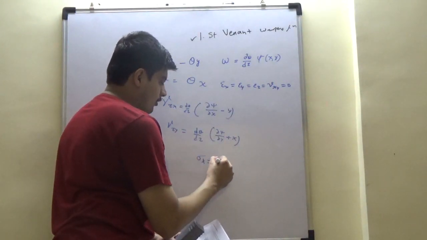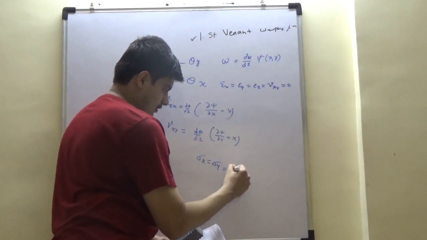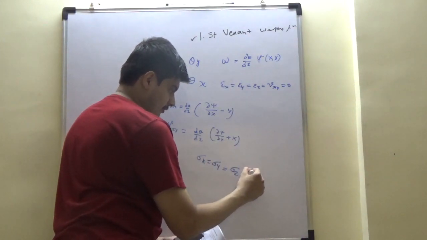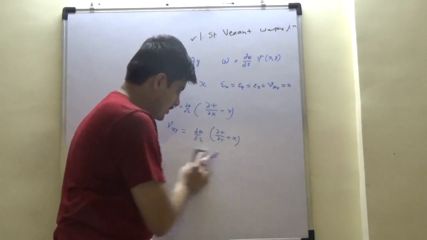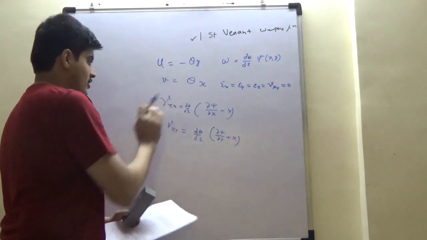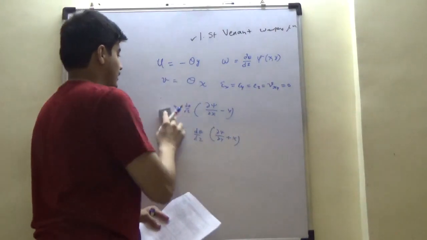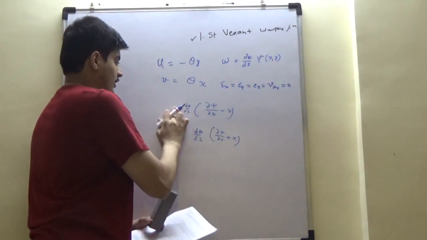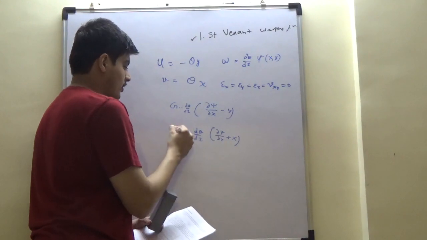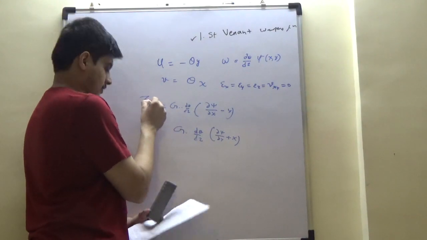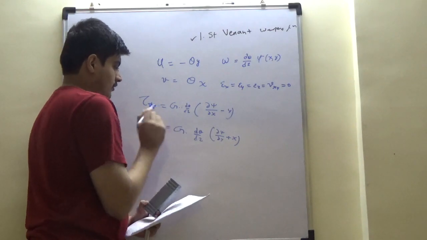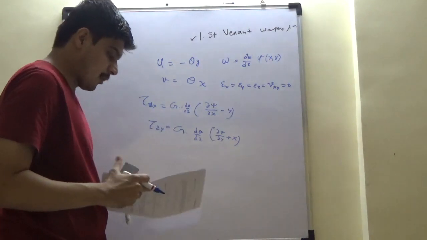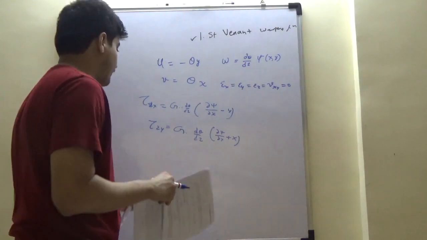Same analogy. So in terms of warping function, you have got these outcomes. Now again, you can also show based on this that this satisfies this. All these arguments are very clear to us, and these strains are related to stress simply by multiplying with G on both sides, and what I am left with is this, correct?